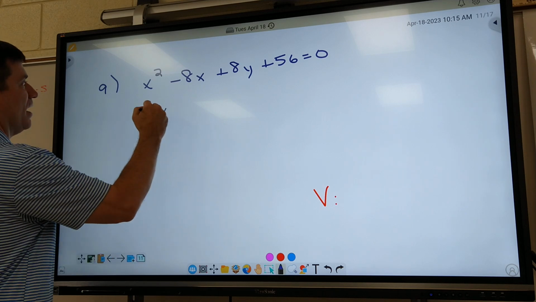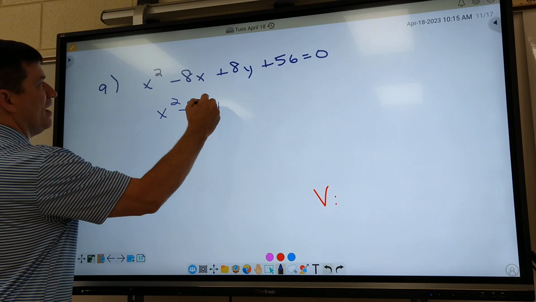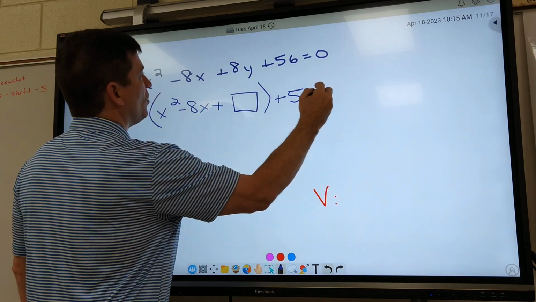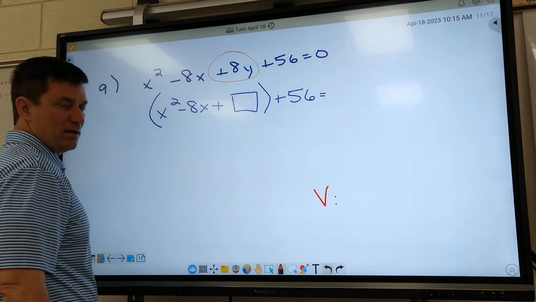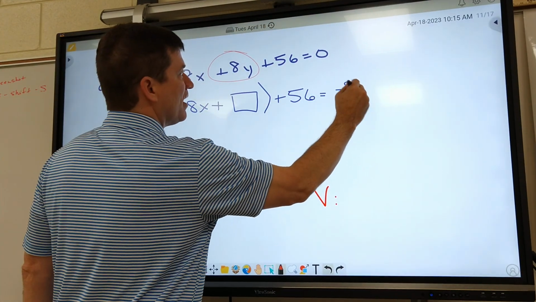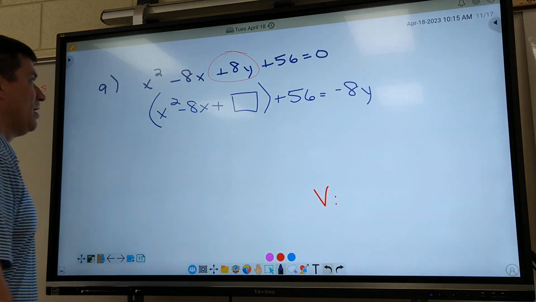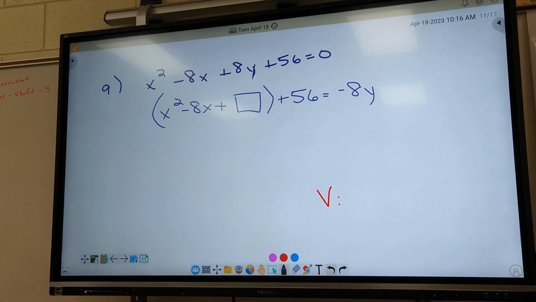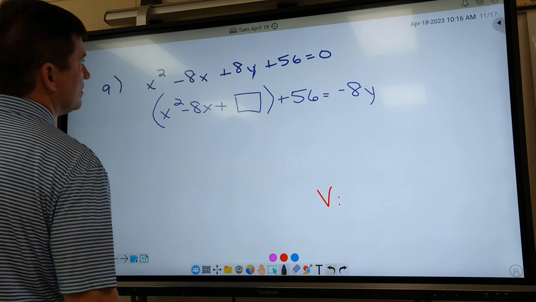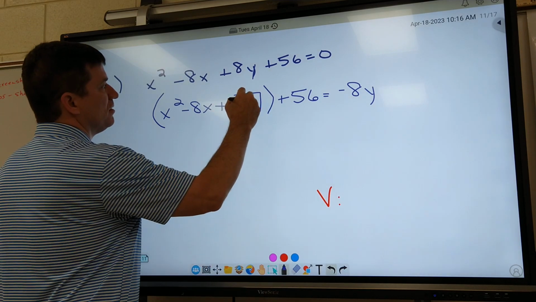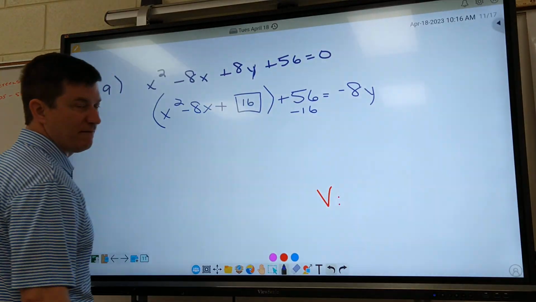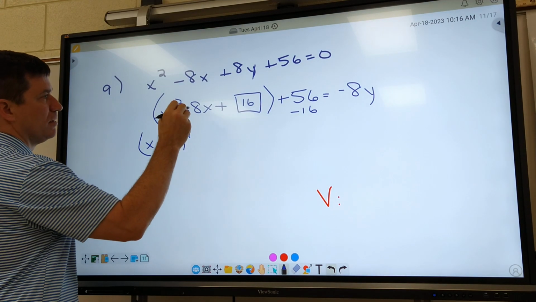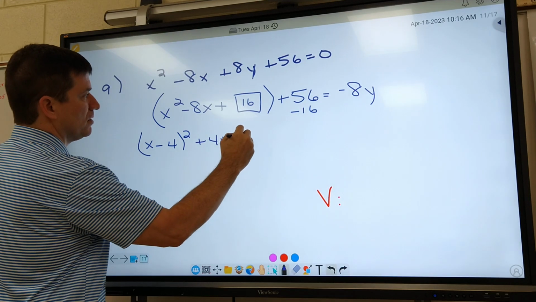So I got x squared minus 8x, then my box. What do we have to do with this 8y? Move it over, make it negative 8y. All right, now fill in the box and finish the problem. All right, what goes in the box? Plus 16 here, minus 16 there, right? So I got x minus 4 squared plus 40 equals negative 8y.